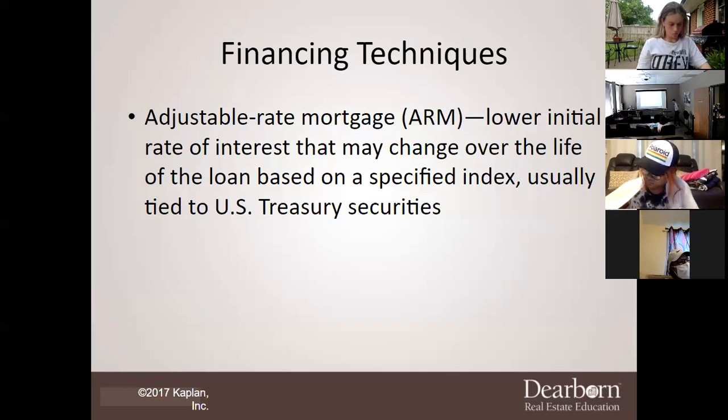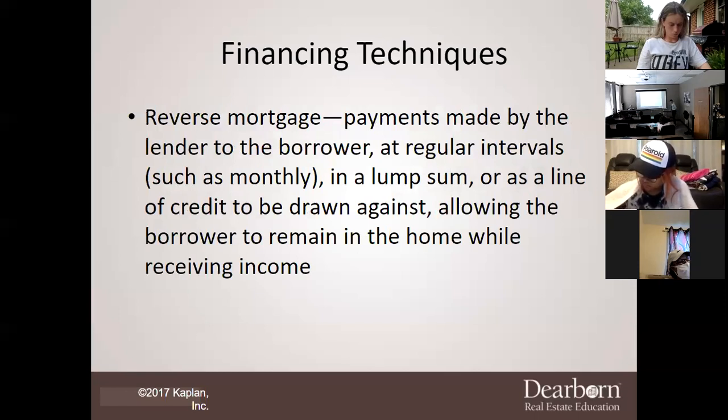So that's another financing technique. There's also a reverse mortgage. Reverse mortgage payments are made by the lender to the borrower at regular intervals, such as monthly, in a lump sum, or as a line of credit to be drawn against. It allows the borrower to remain in the home while also receiving payments. Usually older people do that. Yeah, this tends to be the older people that'll do a reverse mortgage.